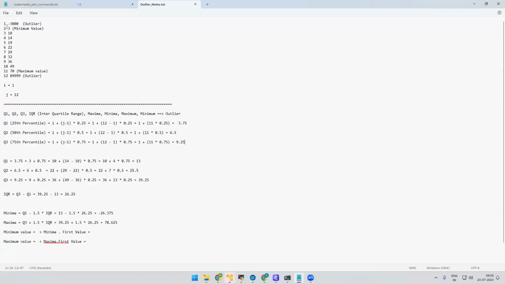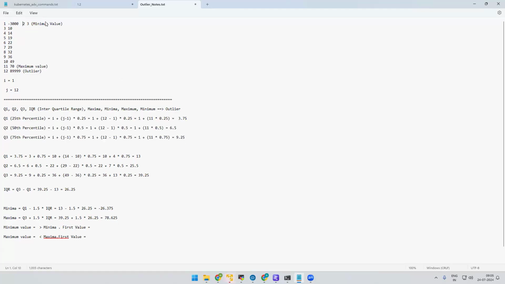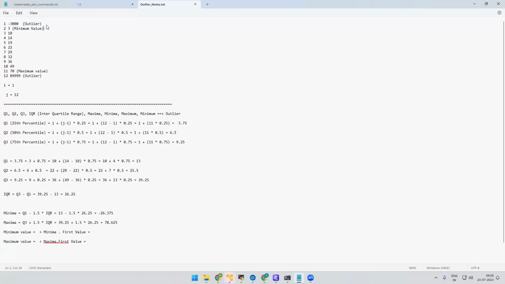Let's take that this is a data set, and this is the index 1, 2, 3, 4, 5, and so on and so forth. Minus 3003. This has been sorted already. If the data is not sorted, you need to sort it. And what is the minimum value in this data set? First value is minus 3000, right? Is it not the minimum value? So minus 3000 is the minimum value.